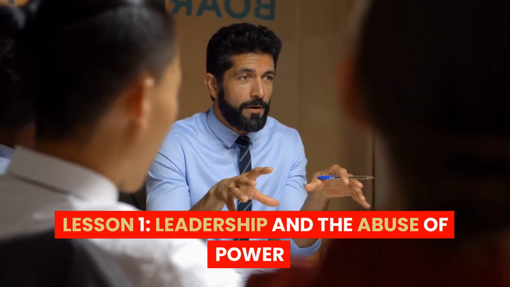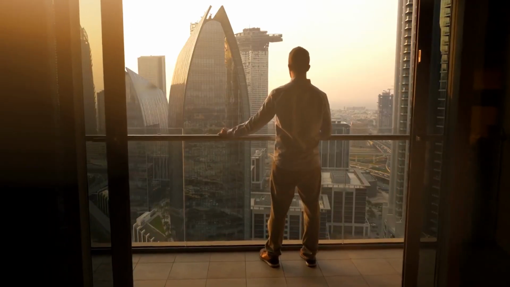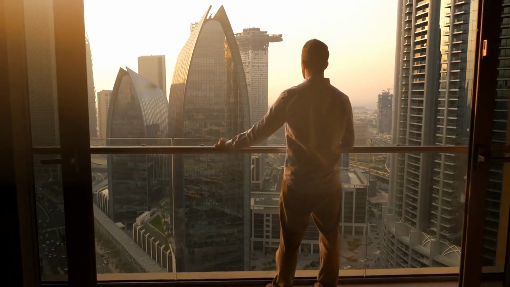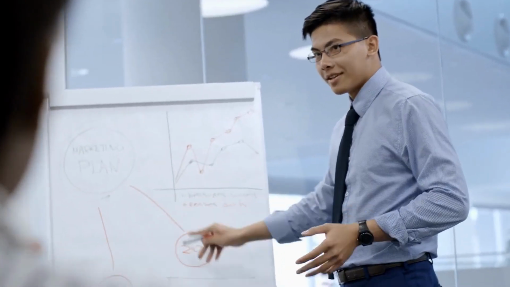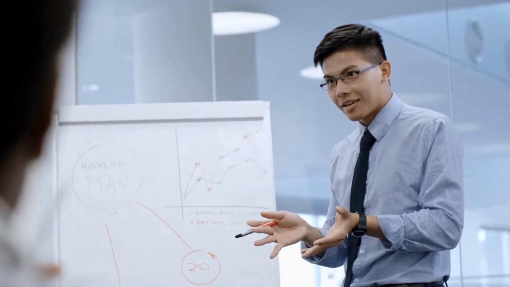Lesson 1. Leadership and the abuse of power. The first lesson we can learn from Mutiny on the Bounty is about leadership and the abuse of power. Captain Bligh, played by Charles Laughton, is a prime example of a leader who abuses his power. He is cruel to his crew and has a lack of empathy towards their needs. This type of leadership style can lead to resentment and even rebellion.